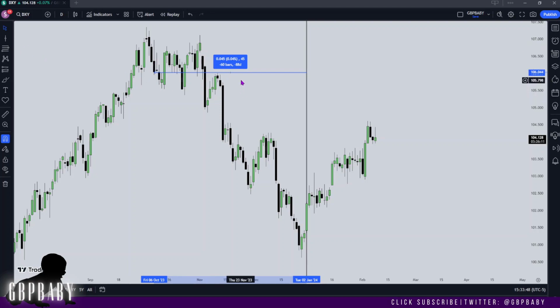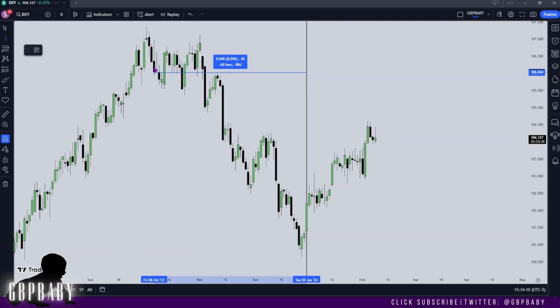Now, it does say 88 days, but I don't look at the days, I look at the bars, because the bars are the trading days. So we don't want to be including, for example, Sundays or holidays. So I ignore the 88 days and I look at the 60 bars instead, because then I know it's 60 trading days back.